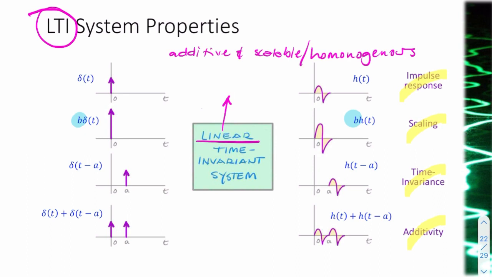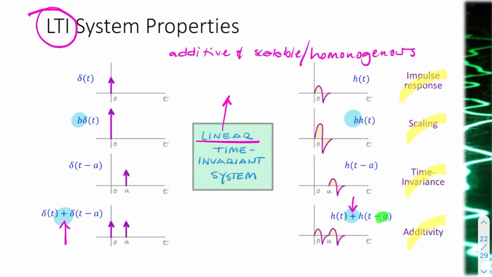Now, what if I don't have one impulse, but I have two? So an impulse at t equals 0 and another impulse at t equals a, a delayed impulse. Remember we said it's linear, therefore it's additive. If you're adding at the input, because it's a linear system, the outputs will also have that same addition. That means you can add the two responses. So you'll have h of t plus h of t minus a.